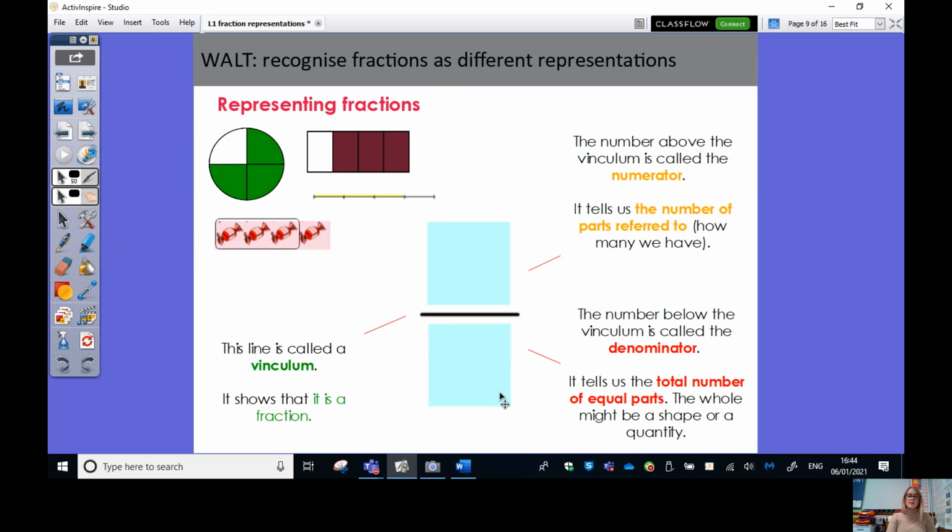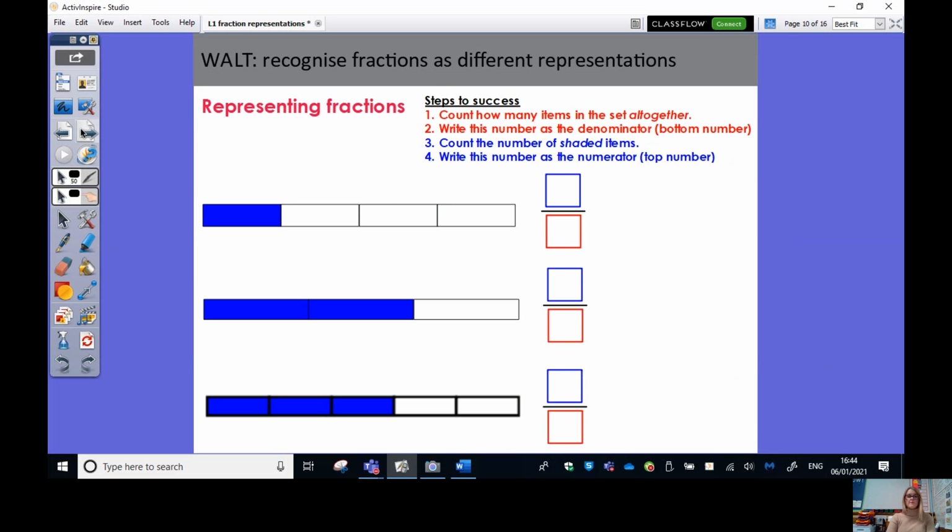Now the number on the bottom below the vinculum is called the denominator. Repeating after me, denominator. It tells us the total number of equal parts, so how many parts or groups there are in total. The whole might be a shape, like we had here, or a quantity, okay? So we're going to be looking at those different representations today.